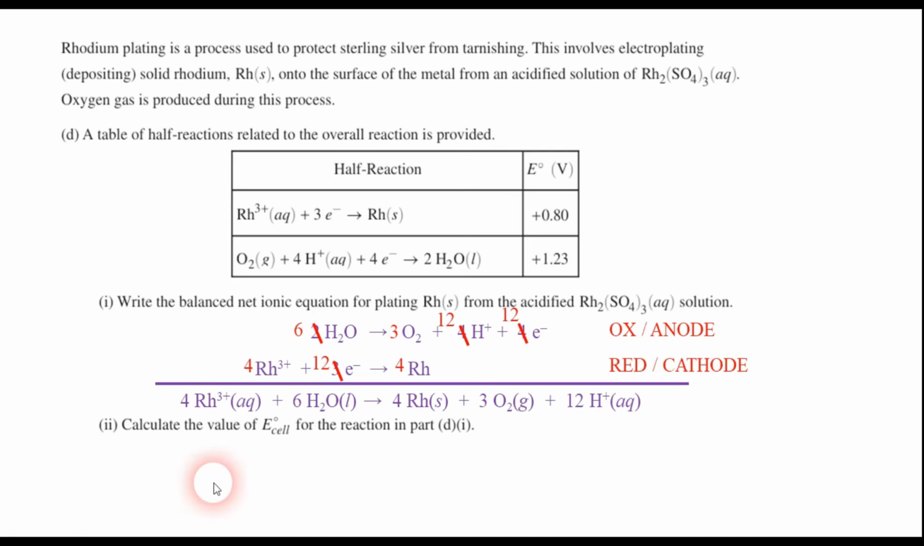Now, part 2 says, calculate the value of E cell for this reaction. Well, we know that E cell is the E of the cathode, or the reduction potential of the cathode, minus the reduction potential for the anode.